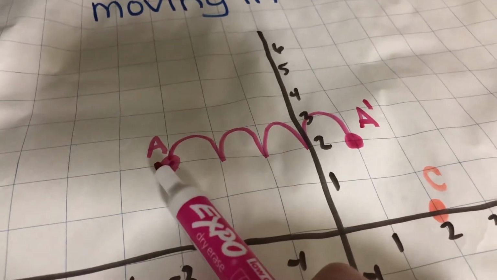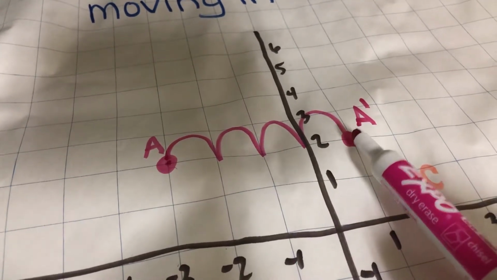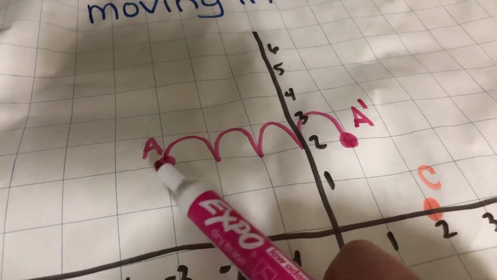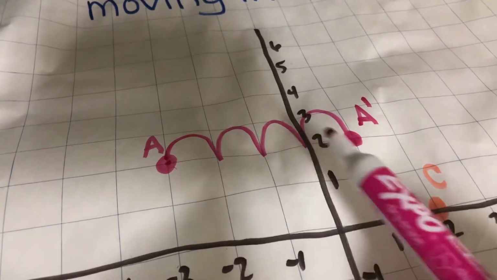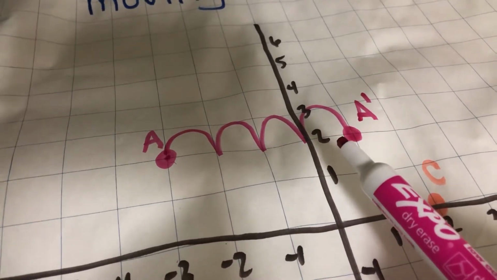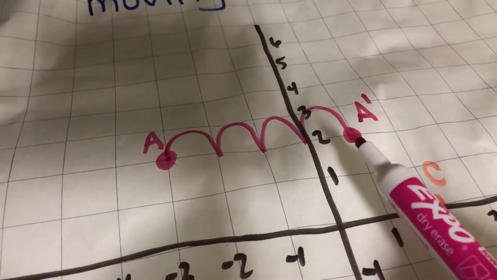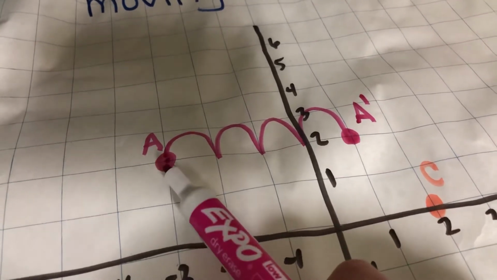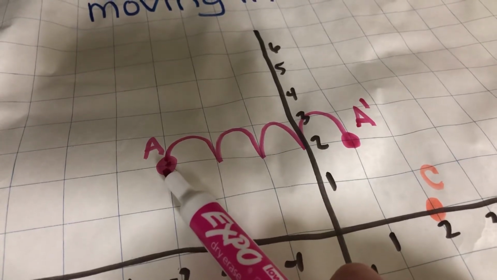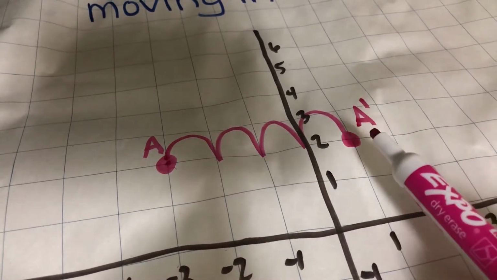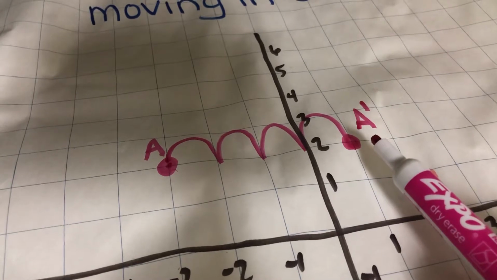So you notice that this is A and this is A1 because this is an image. And we need to make that distinction. It would be very confusing to map makers and cartographers and mathematicians if both of the points were labeled A. So this is our original point with no little number on superscript. And this is our image, A1.